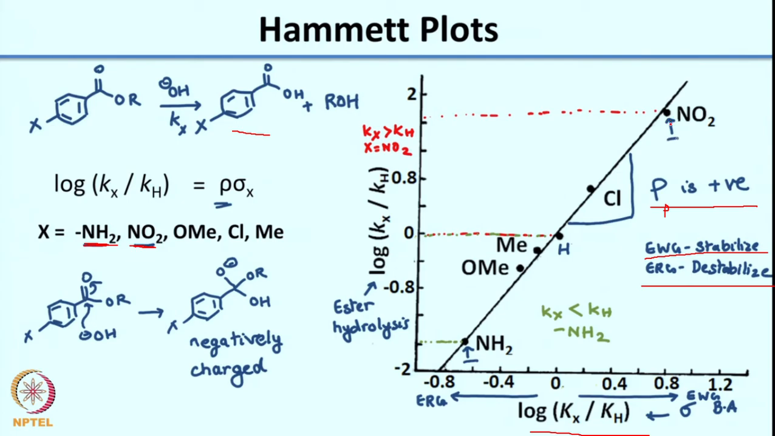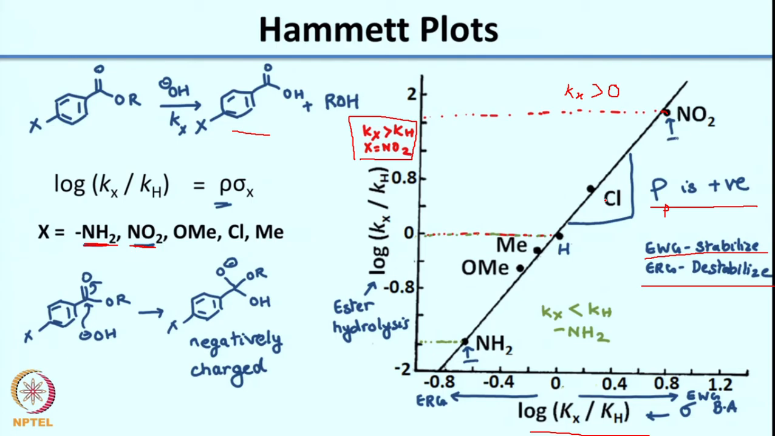So here the Kx is greater than the Kh, right? Kx is greater than 0, as I told you. In the earlier case we discussed that when an electron withdrawing group is present, that means Kx is greater than 0, right? And all of you know that when Kx is greater than 0, that means it's greater than Kh. So this is the value for NO2. That's why it will give the highest value here. It's greater than 0.